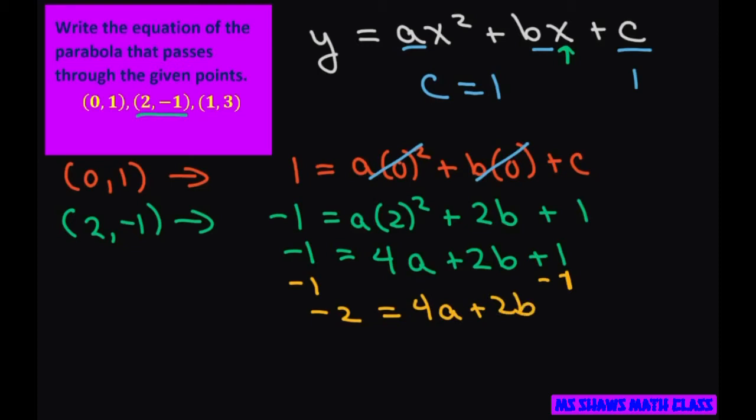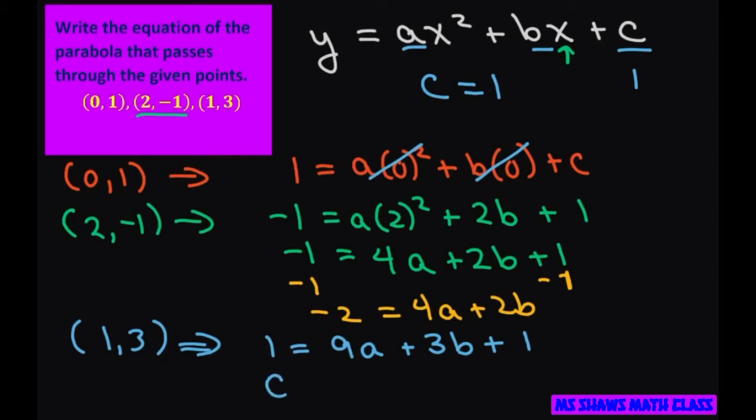Now let me see if I can squeeze in the next one. So we have (1, 3). So this is going to be 1 equals, square the 3, so that's going to be 9a plus 3b plus 1. And if I subtract the 1 from both sides, I get 0 equals 9a plus 3b. So let's go ahead and solve this system.